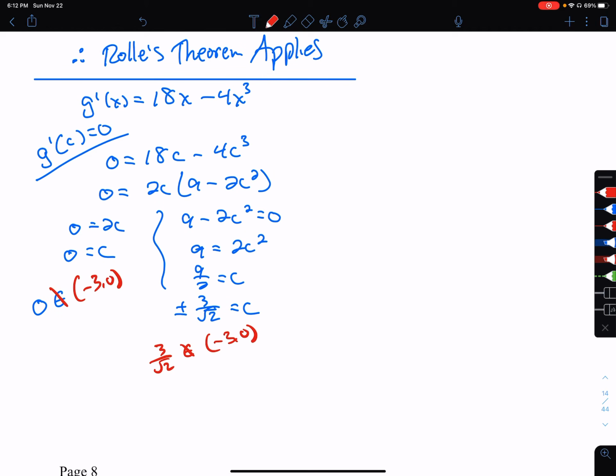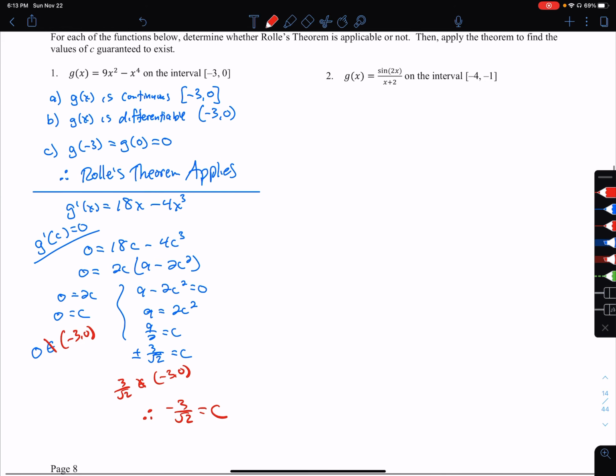So our answer is the only one that did work, which is negative 3 over the square root of 2. That's what c is equal to, because this does fit into the interval of negative 3 to 0. It has to be between the endpoints. It can't be an endpoint. Let's check out another.